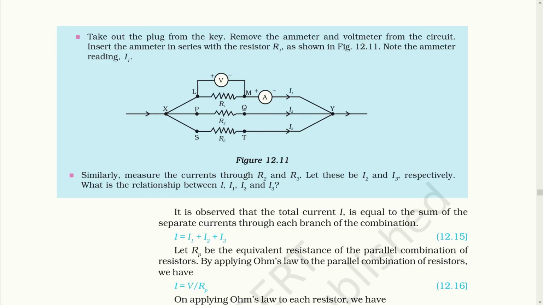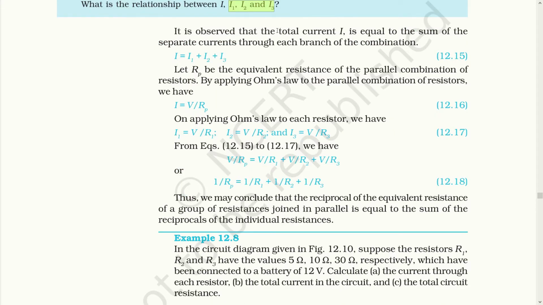Take out the plug from the key, remove the ammeter and voltmeter from the circuit, and insert the ammeter in series with the resistor R1 as shown in figure 12.11. Note the ammeter reading I1. Similarly, measure the currents through R2 and R3. Let these be I2 and I3 respectively. So what is the relationship between the total current and the current across each resistor? It is observed that the total current I is equal to the sum of the separate currents through each branch of the combination. So I is equal to I1 plus I2 plus I3.